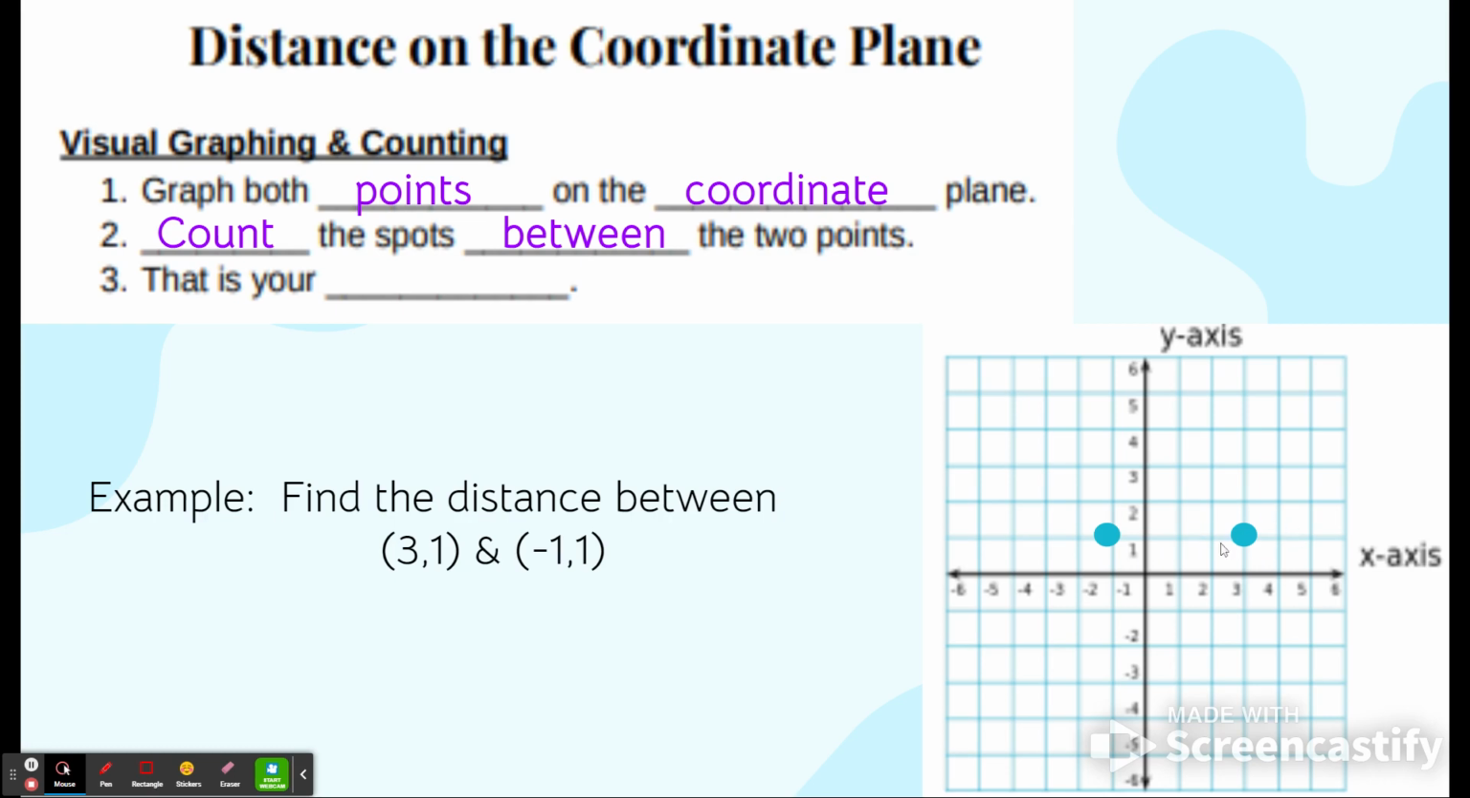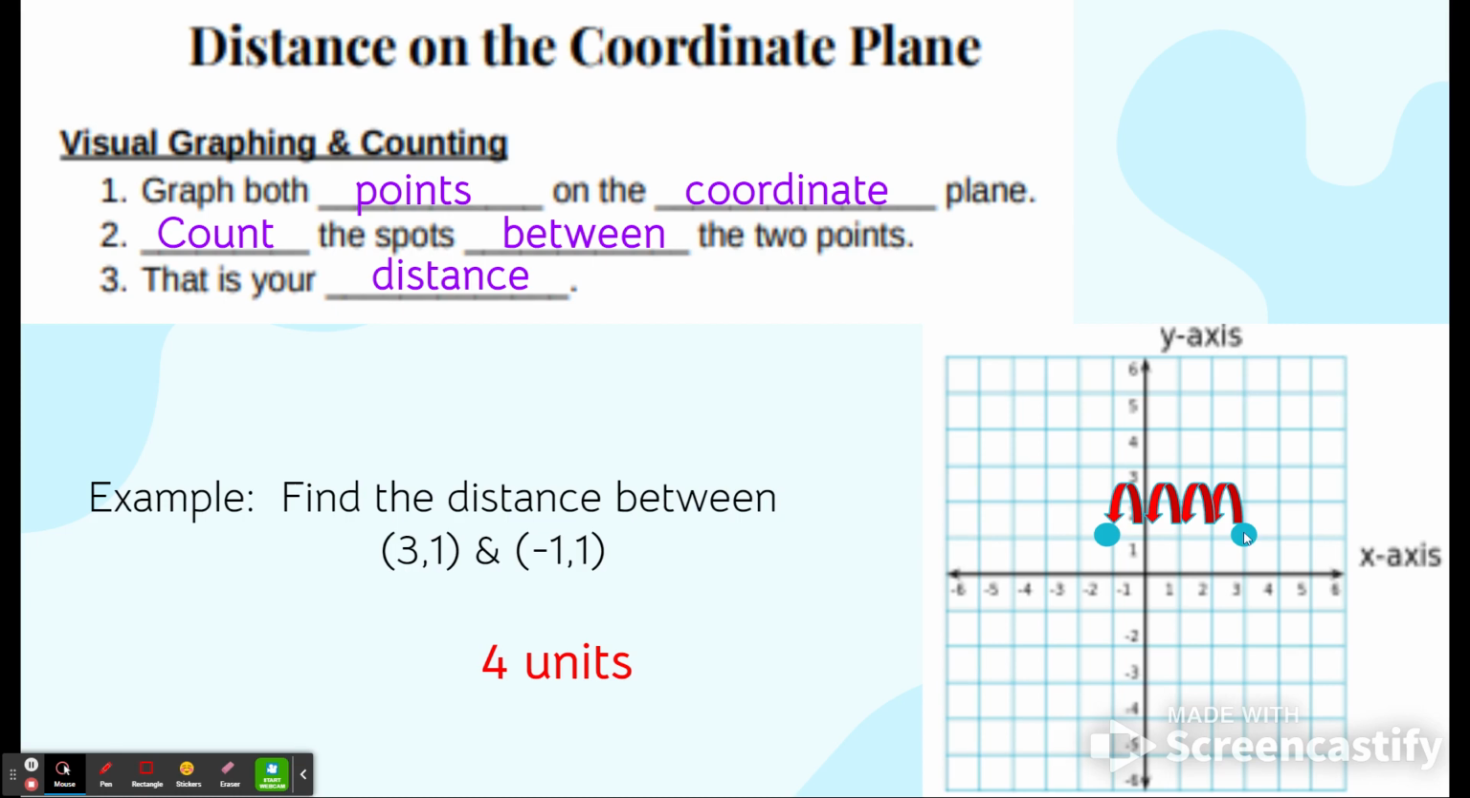I always start with whatever was listed as the first dot, though it doesn't really matter either way. I'm going to start with my first dot, my (3, 1). And there's 1 spot, 2 spots, 3 spots, 4 spots. So I had to move 4 spots to the left to get to my other dot. Because I moved 4 spots, that's my distance: 4 units. Sometimes they'll just have you put the number, so you just put 4. You don't even have to put units. And that's it. So you just count.